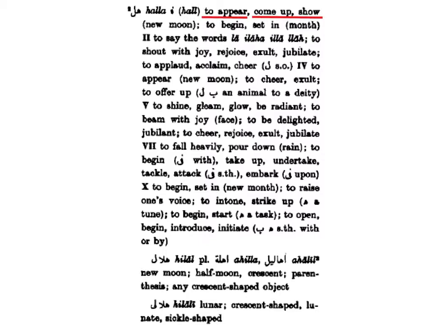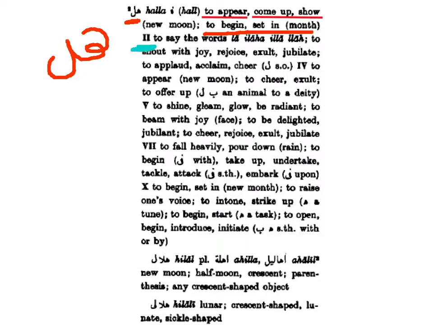Let's take a look at this example from a dictionary which is organized under the European system of Arabic grammar. So, under this system, the dictionary that this is from is organized by roots. We have our base form of the word here. I'll write it a little bigger for you to see it. And in its basic form, it means to appear, to show, specifically a new moon, to begin, set in, and that's it for Form 1.